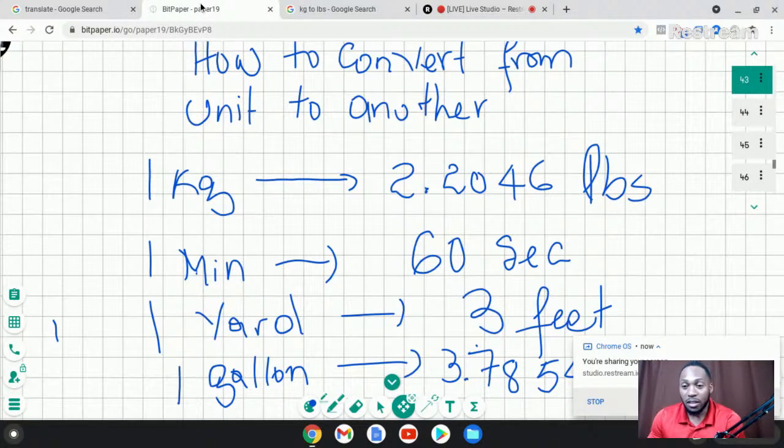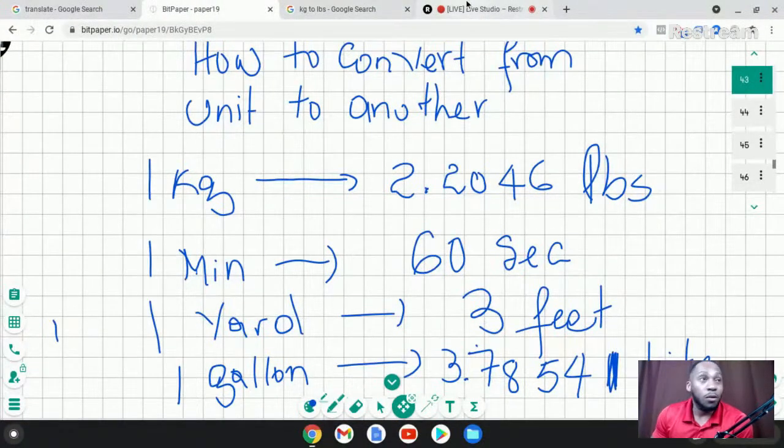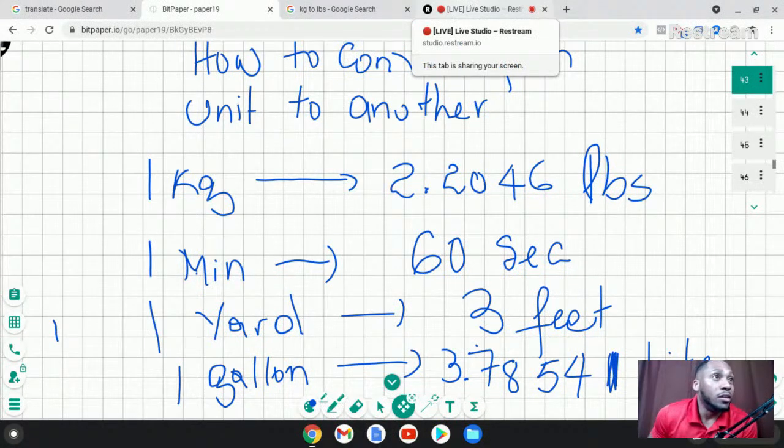And if you are able to see the screen, if you're on YouTube, you'll be able to see the screen. That's the only way to be able to see the screen.